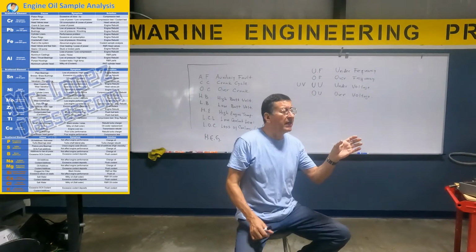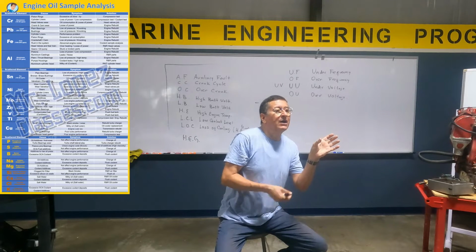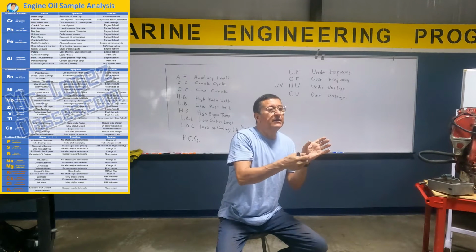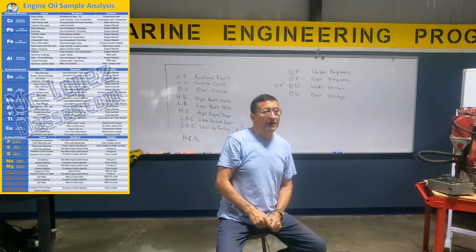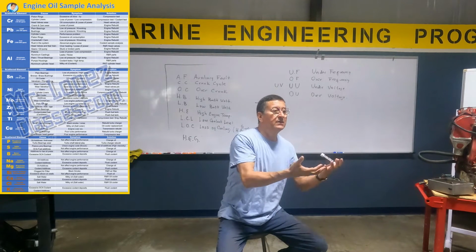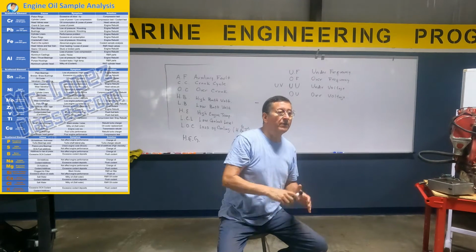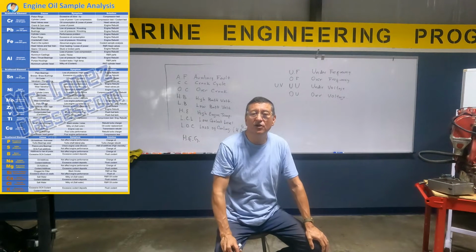Basically, in the oil sample, they analyze dispersed metals. According to the amount of those dispersed metals, they predict where the problem will be. I am going to explain with a table that I created how to predict in an easy way where the problem is.